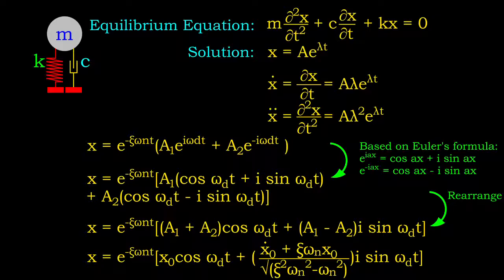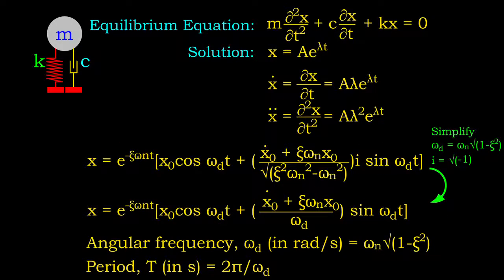From previous cases, we have solved for both a1 plus a2 and a1 minus a2 terms. Let's apply them here to obtain the final solution of x for underdamping situation. For damped system, its angular frequency is dependent of the damping ratio. Similarly, the period of system can be calculated by dividing 2 pi with that frequency.